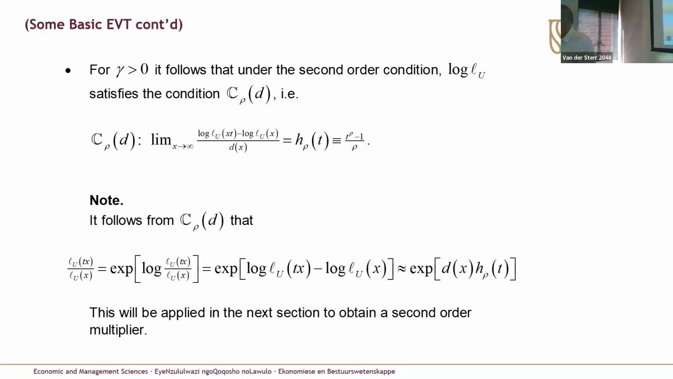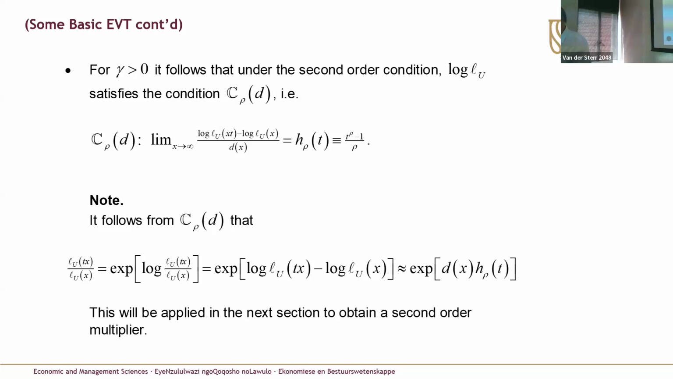Remember we had previously said that we could take U T X over U X as T to the gamma times L U X over L T X divided by L X. Now we say, if we take that ratio of the slowly varying functions, then we can write it as E times the log. And the log of the ratio, of course, is log of the differences. And now we apply that. Because this says log of this minus log of that is approximately d x times h rho. So we write it as exp of the log difference, and then approximate that log difference with d x times h rho.